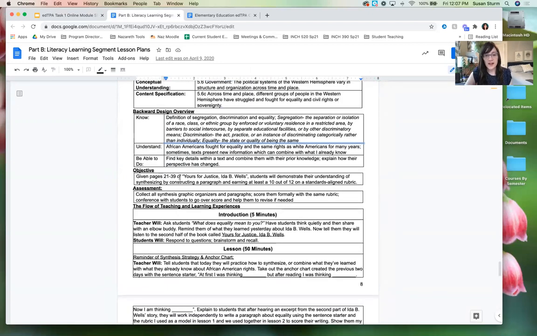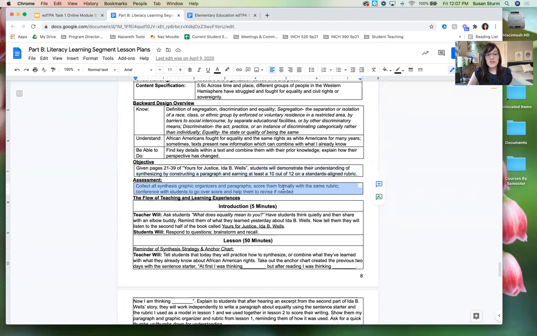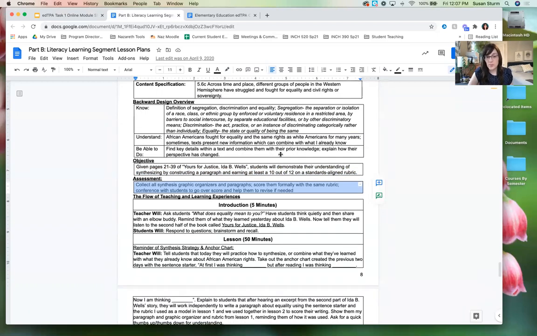So given the next chunk, so you can see on day 1, she had her Freedom Readers text, and on days 2 and 3, she split this Ida B. Wells text, and they're reading a chunk of it at a time. So they started it on lesson 2, they're going to finish it here. And again, they're going to demonstrate their understanding of synthesizing by making a paragraph using a rubric. 10 out of 12 is the expectation. So this time she's going to collect those graphic organizers and their paragraphs and score them with the rubric.